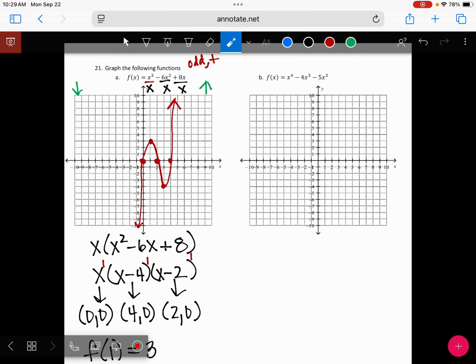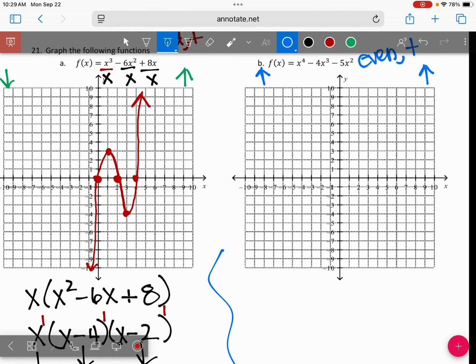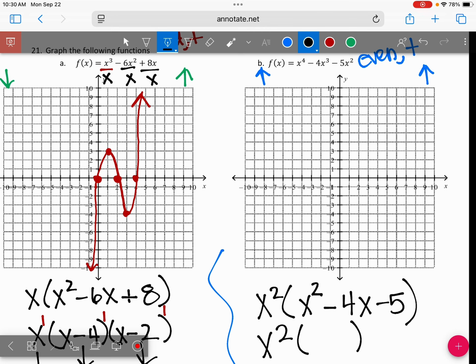All right, let's look at question B. This is an even positive. Even positive, both arrows should go up. Again, we're going to start by taking out our greatest common factor. And for this one, that would be x squared.